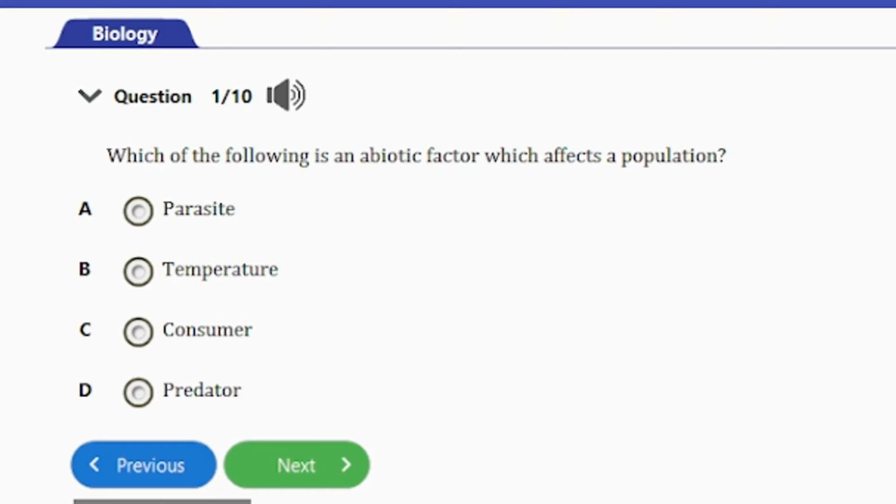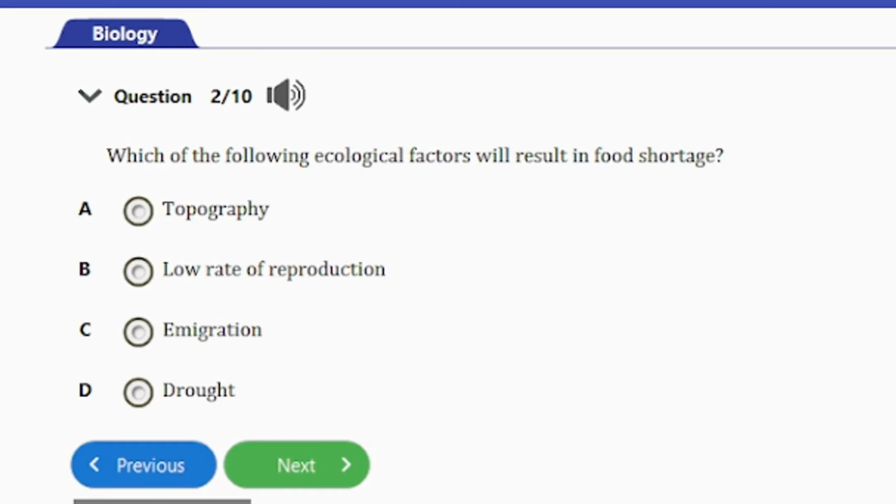It says, which of the following is an abiotic factor which affects a population? A. Parasite. B. Temperature. C. Consumer. D. Predator. The answer to this question is option B, which is temperature. The only abiotic factor here is temperature. Abiotic factors are the non-living components of the ecosystem. So that's it for this question.